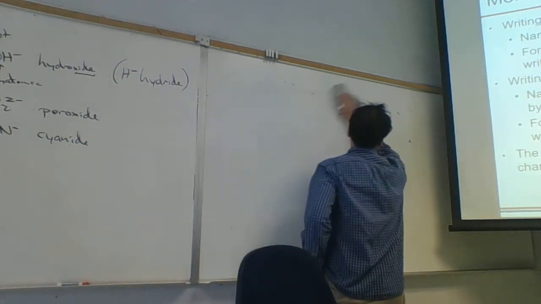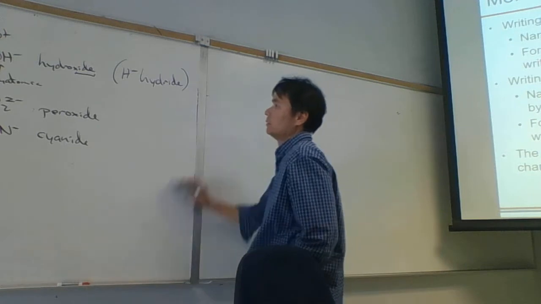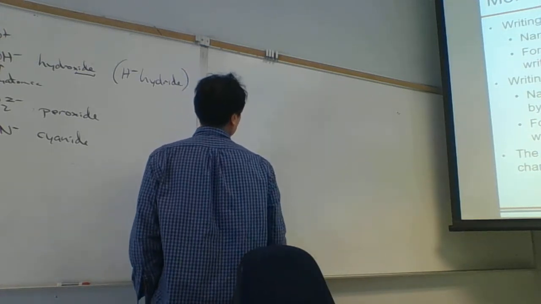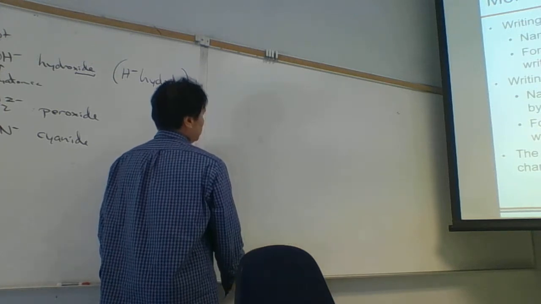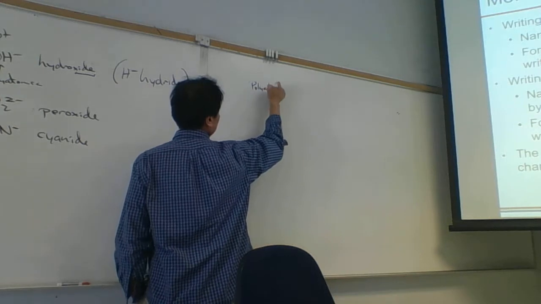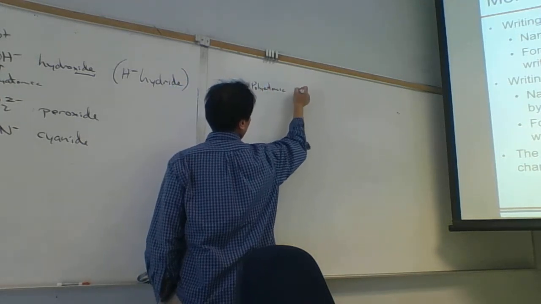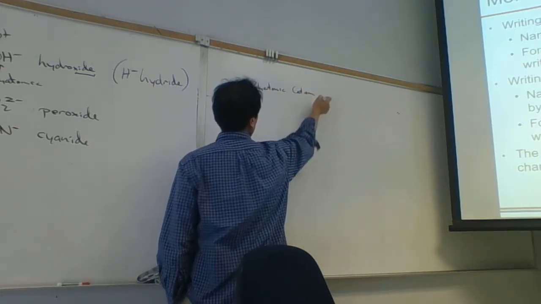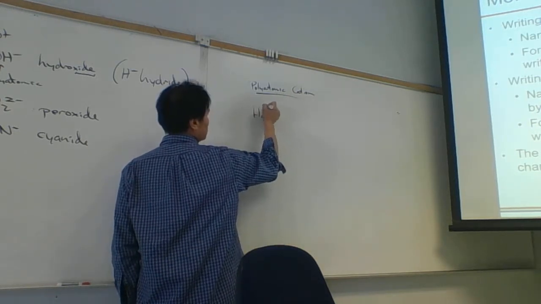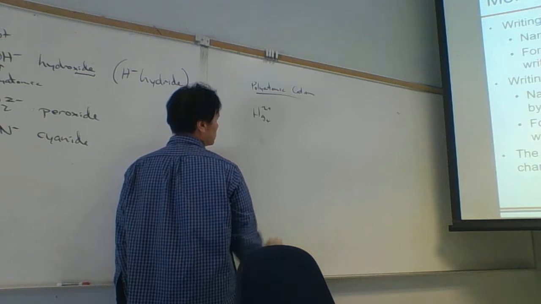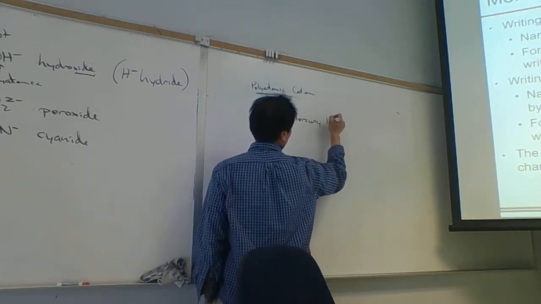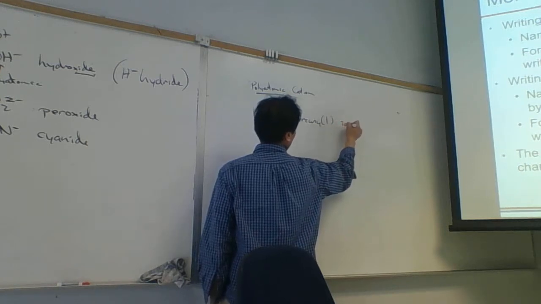There are some polyatomic cations too. Let's take a look at these. Sorry, the order got mixed up here. Polyatomic cations would be things like Hg2 2+. This is called the mercury(I), Roman numeral 1, ion.